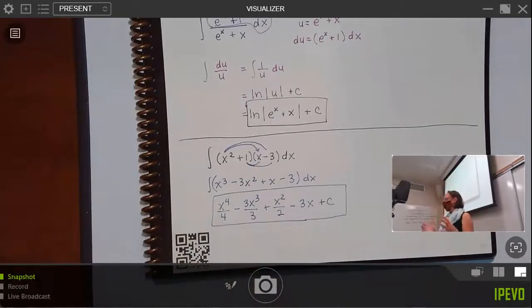As a general rule, if I've got a polynomial times a polynomial, you can do that quick check for a U-sub, but you're probably going to have to multiply that out.